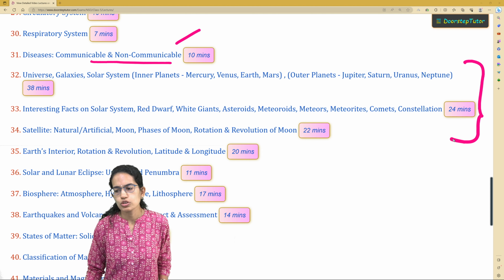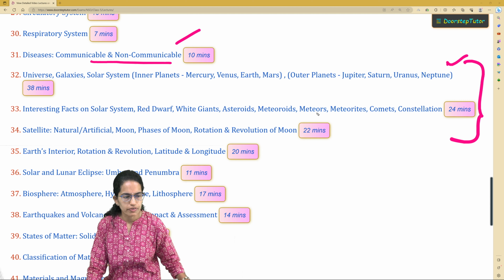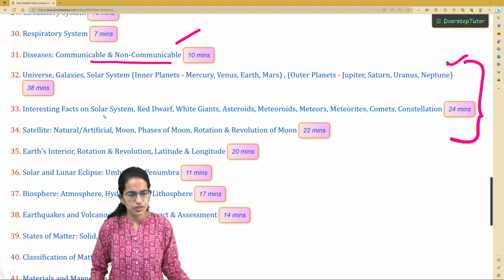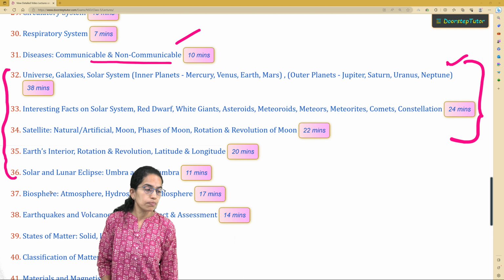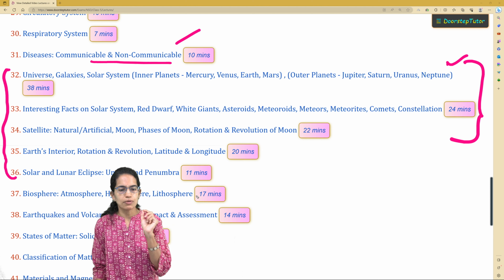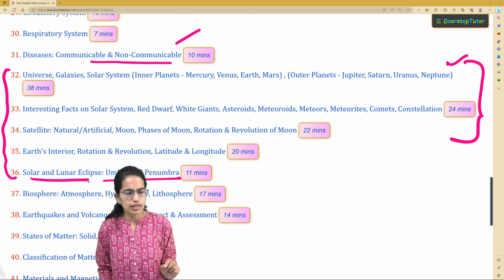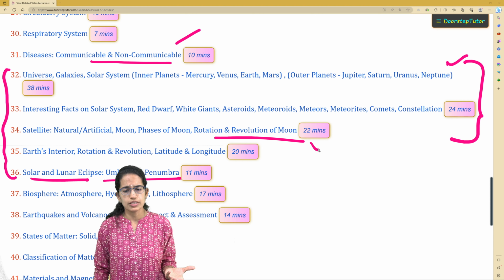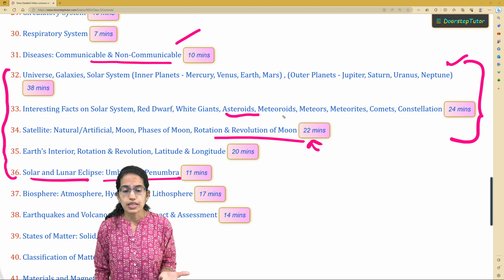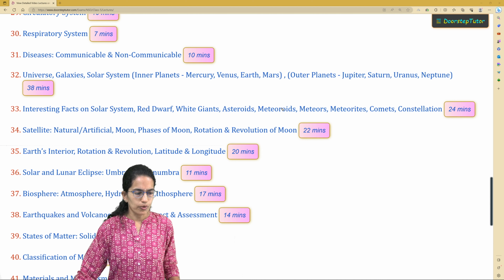Solar system is usually not covered in your textbooks as well, and therefore these four or five videos, from 22 to 32 to 36, become really important. You do have important questions from here, especially on umbra, penumbra, solar eclipse, lunar eclipse, then rotation and revolution of the moon and how it affects Earth, and the difference between asteroids, meteors, meteoroids and meteorites. What is the difference between these terms is again an important topic.